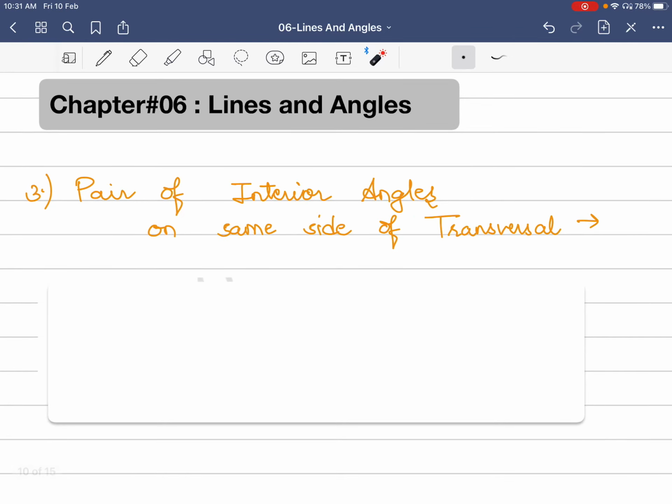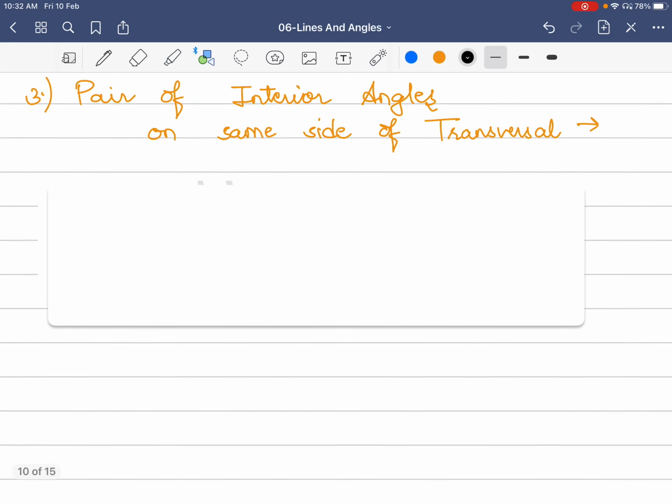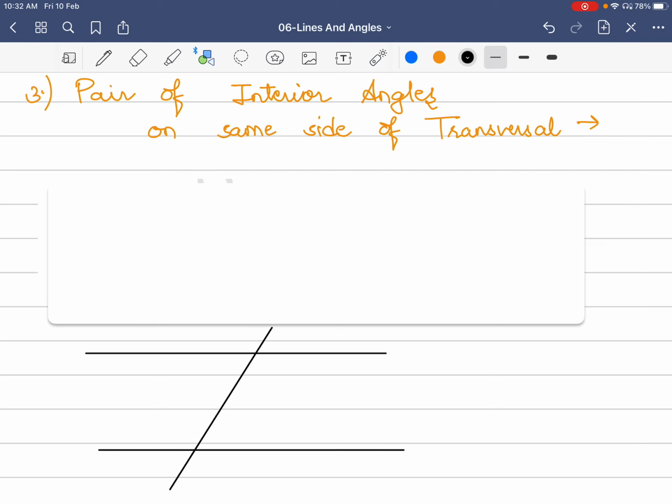So in this video, we are going to continue our discussions on chapter number 6, lines and angles. We are going to see an important property which is related to pair of interior angles on the same side of transversal. Okay. So first, let's try to visualize this. What does it exactly mean? So let's draw two parallel lines, and this is our transversal.